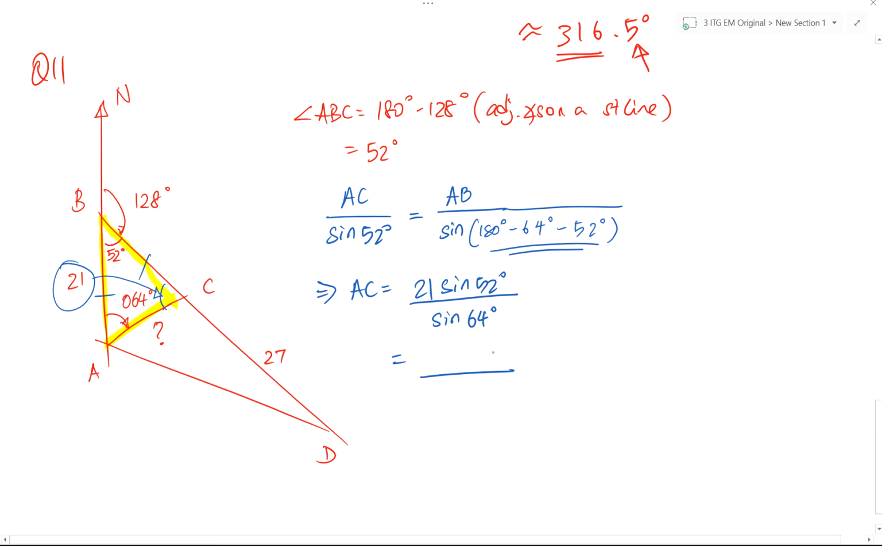So you get an answer. How much is the 5SF value? Okay, so 5SF is enough, round it off to 18.4 kilometers. Now the distance of AD.